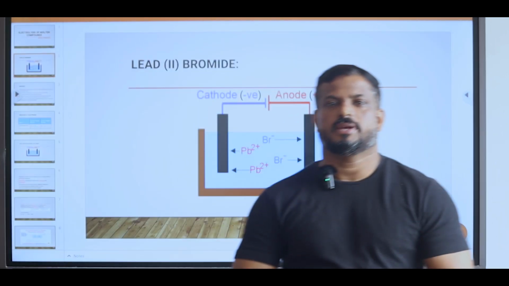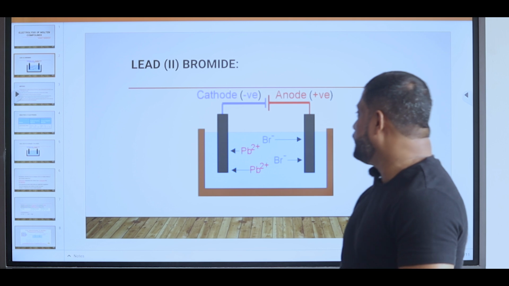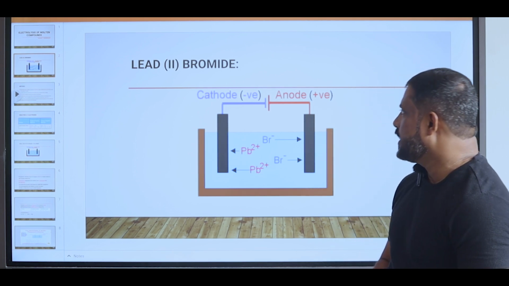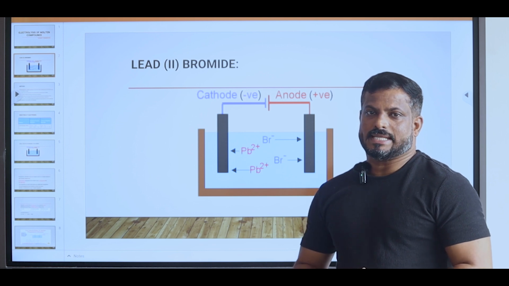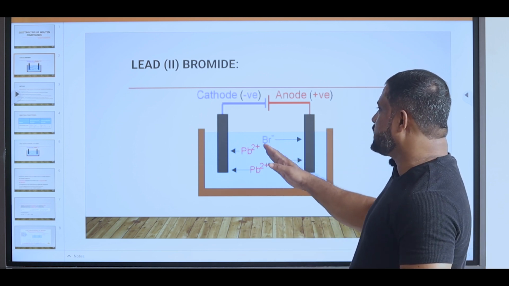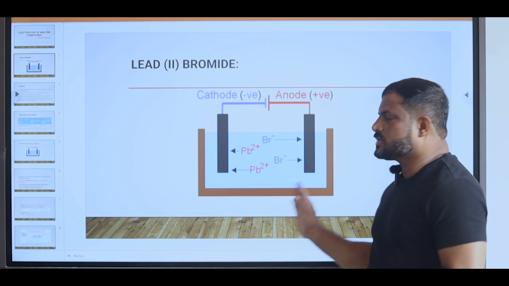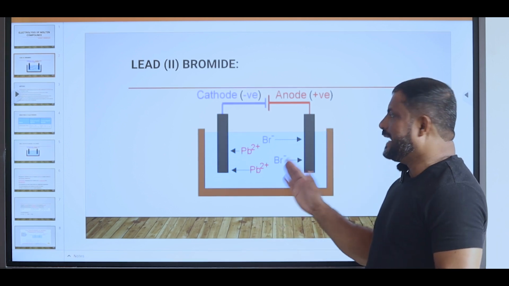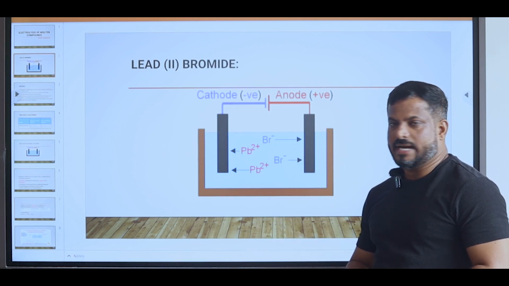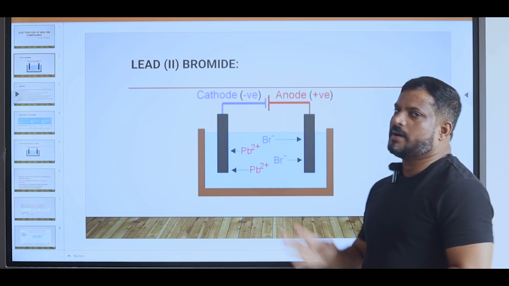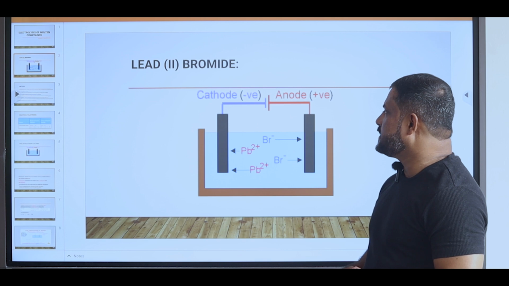Look at this diagram. Lead bromide. The formula of lead bromide is PbBr2. In an electrolytic cell, there are electrodes, cathode and anode. There is an electrolytic chamber, electrolyte. Here the electrolyte is lead bromide, molten lead bromide. Okay. Electricity passes through. What will happen here?